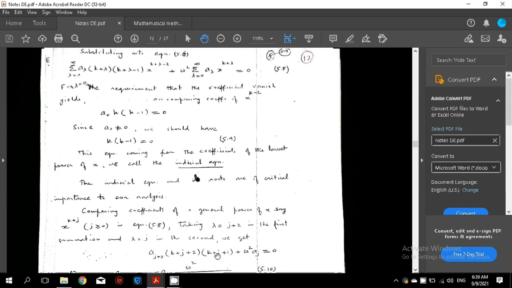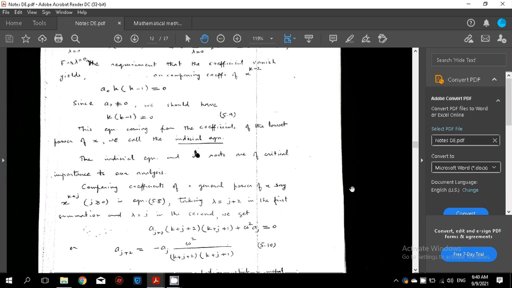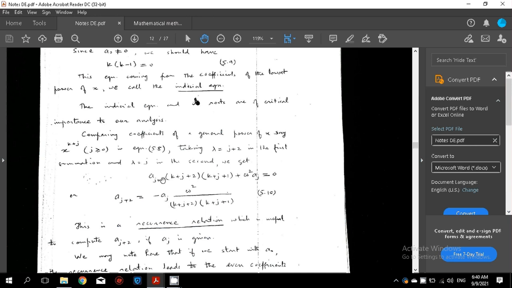Okay, so this is the right hand side of the coefficients of the general power of x, and the left hand side being 0, so it must be put equal to 0. As soon as we do this, we get this expression, and from this expression we get equation 5.10, and that equation is very useful because it correlates a coefficient a_{j+2} to a previous coefficient.